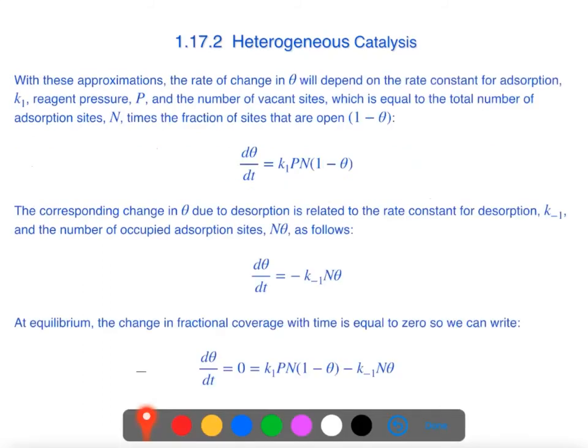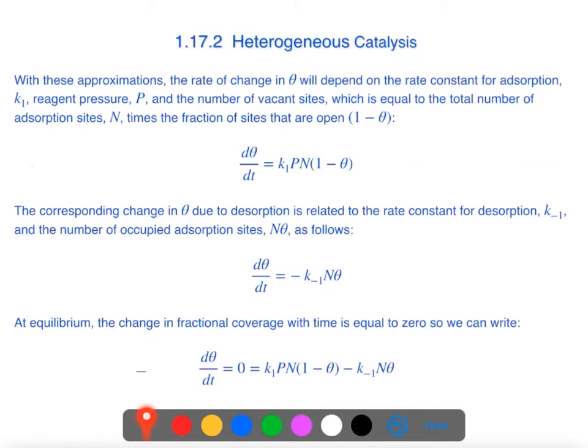With these approximations, the rate of change in theta will depend on the rate constant for adsorption, k1, reagent pressure, P, and the number of vacant sites, which is equal to the total number of adsorption sites, N, times the fraction of sites that are open, which is given by 1 minus theta.